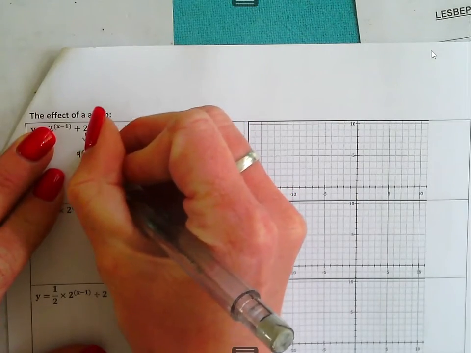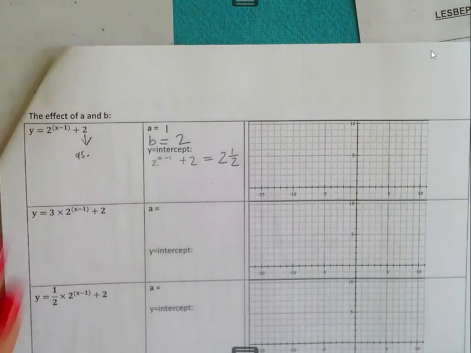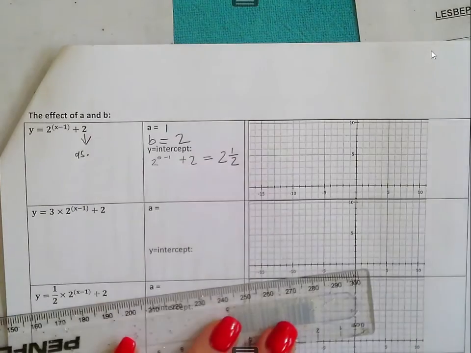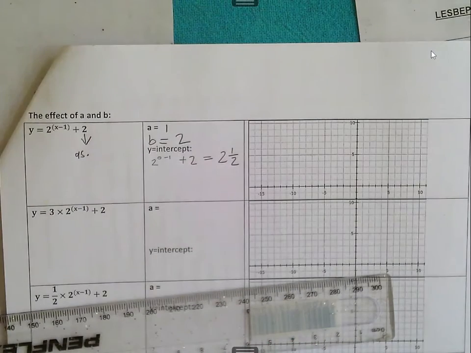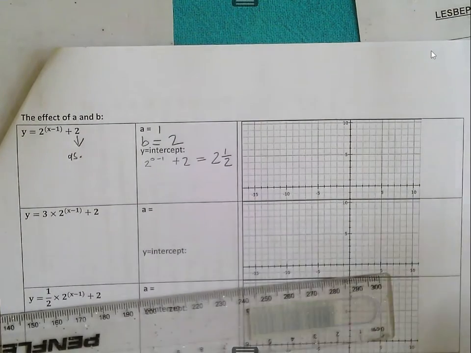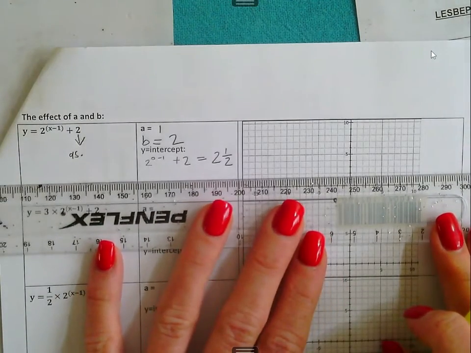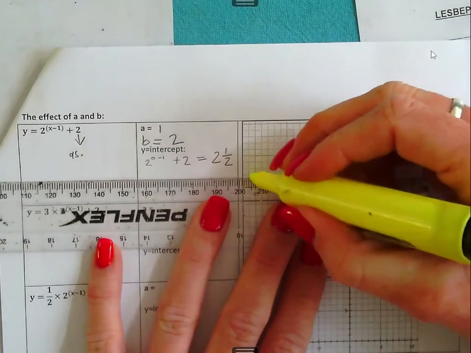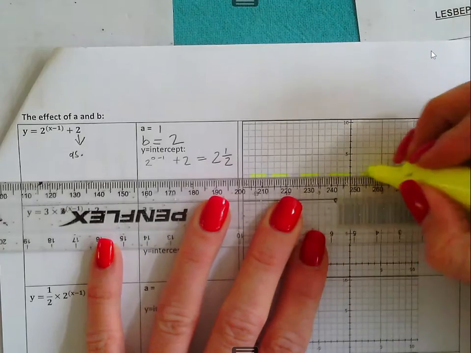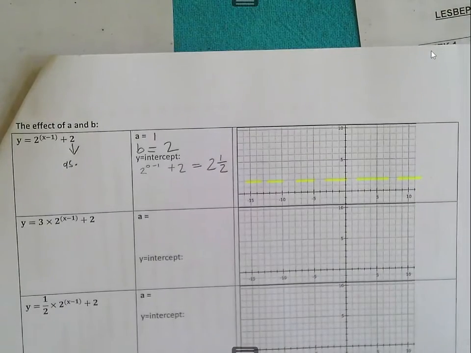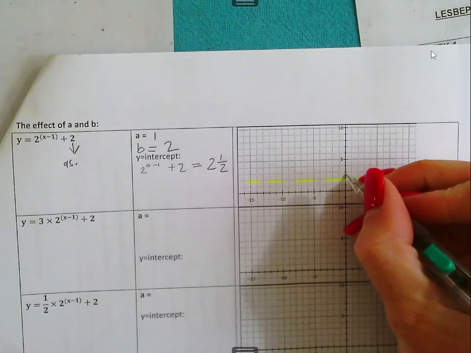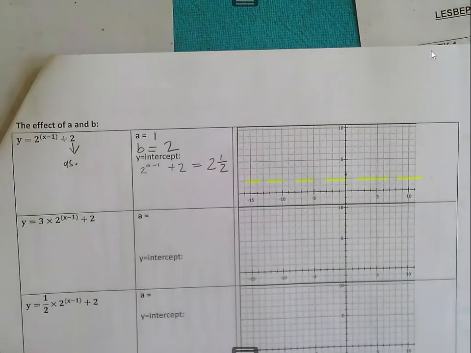This one is the asymptote. So we're going to take our rulers and I'm just going to use highlighter so that you can see it. When you draw a hyperbola or exponential function, you always start by drawing the asymptotes. Okay, so the asymptote is at 2. So I draw it there. And then the y-intercept is at 2.5. So it's just above the asymptote.